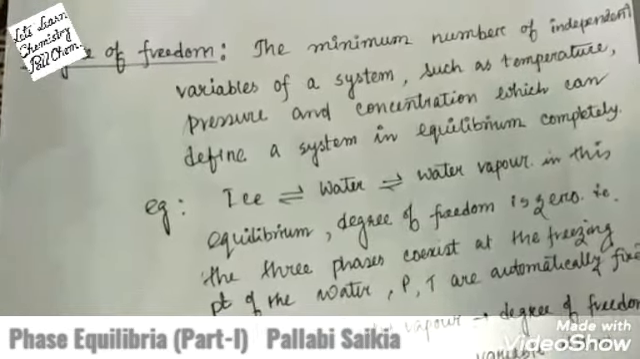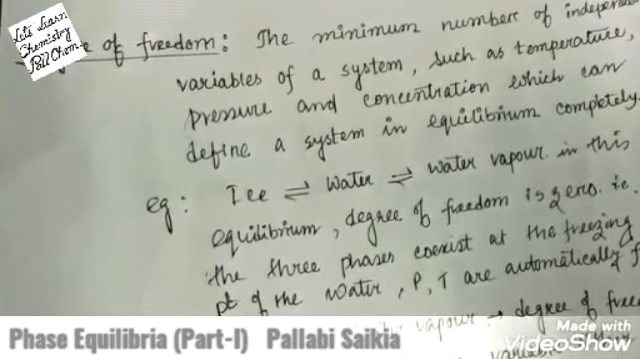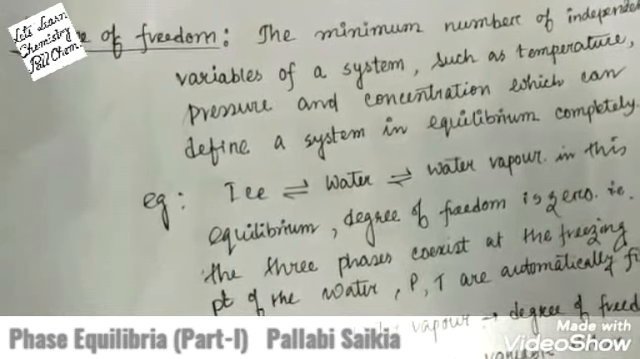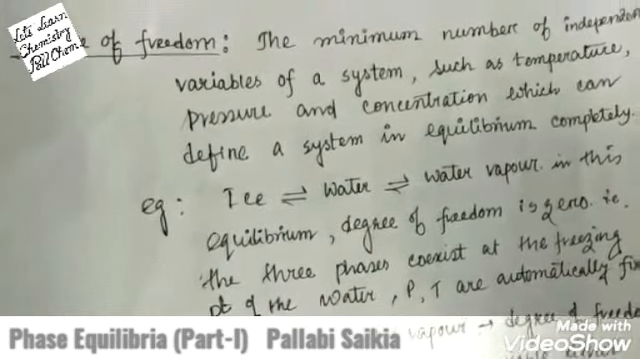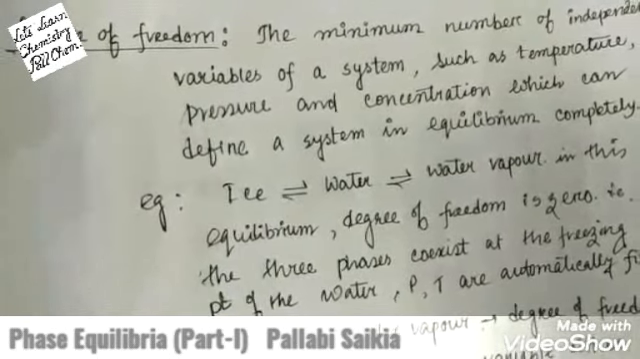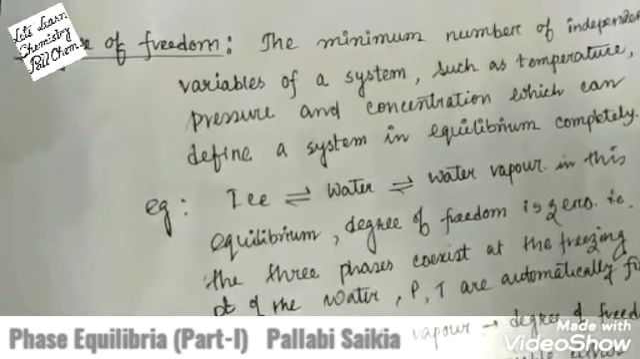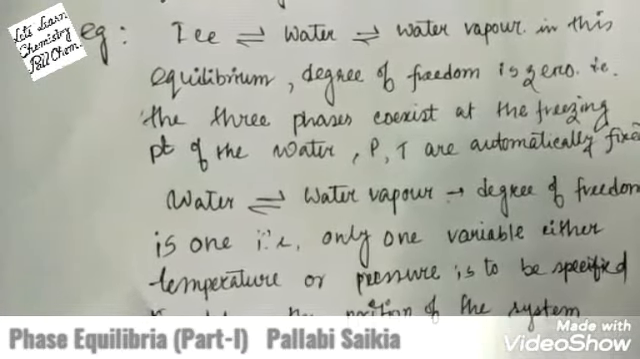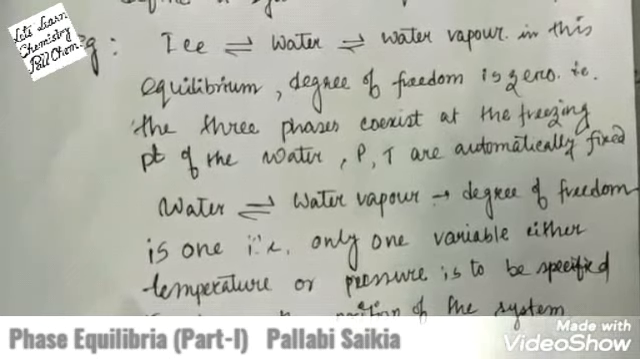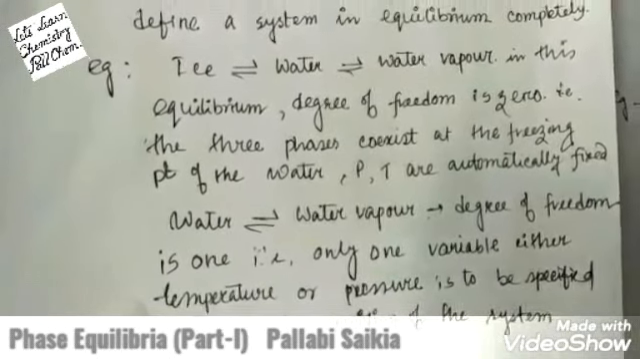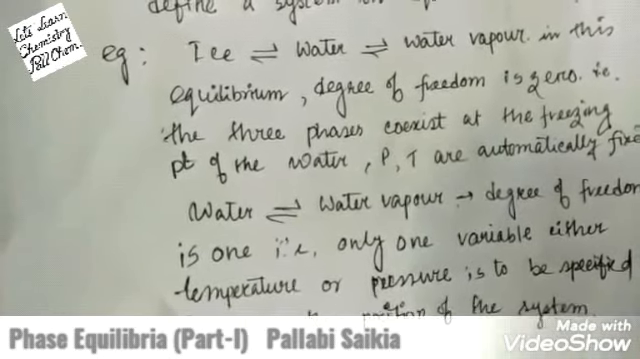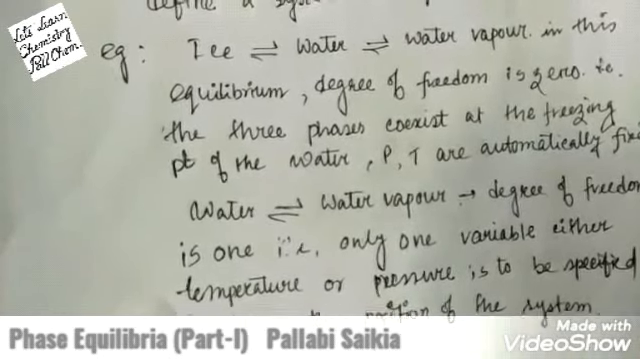Next is degree of freedom. To define a system in equilibrium completely, we need variables, that is temperature, pressure or composition. The degree of freedom is the minimum number of independent variables which define a system completely. For example, for the equilibrium between water and water vapor, only one independent variable is required, that may be pressure, that may be temperature. Hence, the degree of freedom is 1.